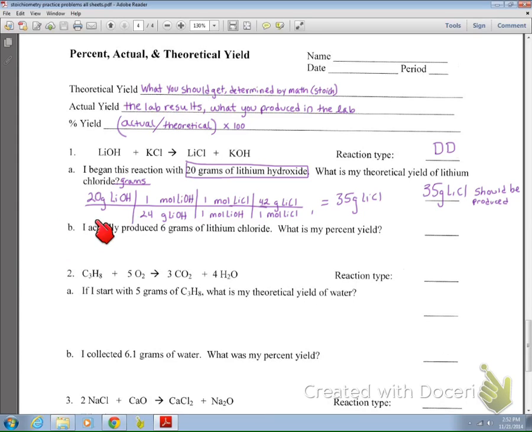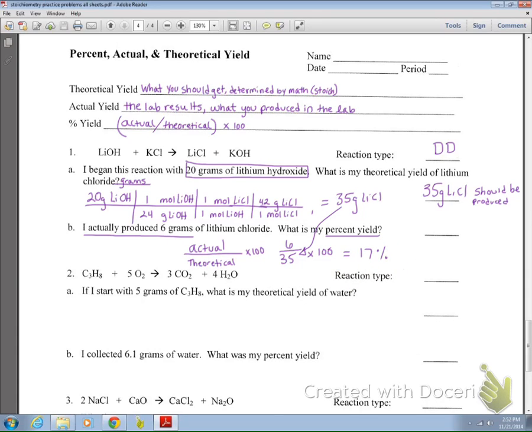So then in part B, it says I actually produced 6 grams of lithium chloride. Obviously this isn't going to be a great percent yield, but a reminder, actual over theoretical times 100 is our percent yield equation. You don't need to rewrite that every time, it's just a reminder. My actual value is 6, so I'm going to put 6 on the top, and my theoretical value is what I calculated in part A, so it's 35, and I have a 17% yield.